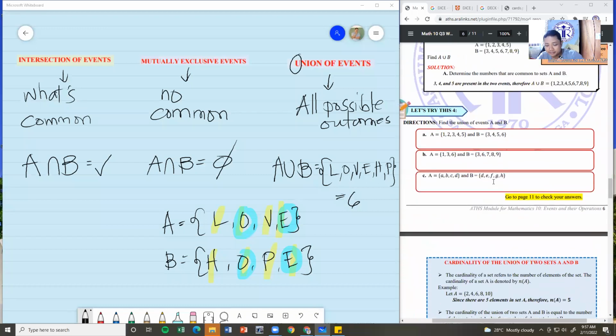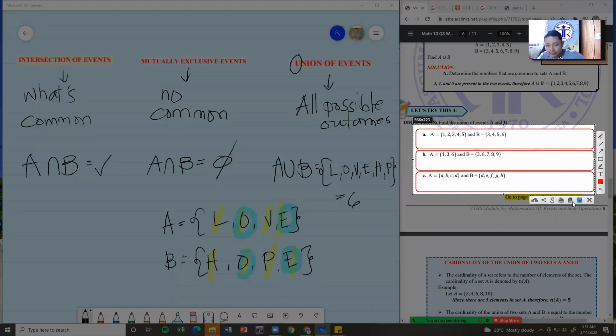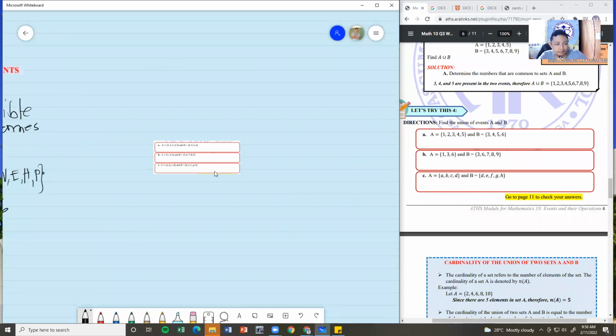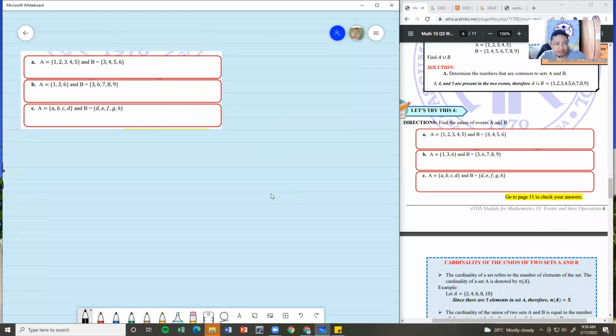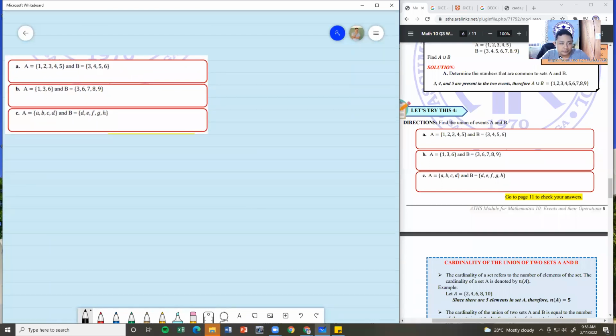Okay. Let's have this. Dito lang tayo. Let's identify the answers here. Union of A and B. What is the union of A and B? Sige nga. For number 1, what's the union? Type it in the chat box, please. What's the union for letter A? So we have 1, 2, 3, 4, 5. In letter B, 3, 4, 5, 6. Very good. So they are 1, 2, 3, 4, 5, and 6. Perfect. Okay, they are equal to 6.